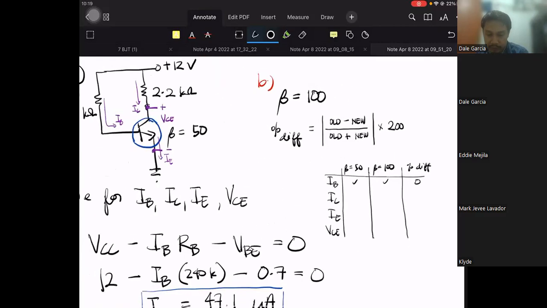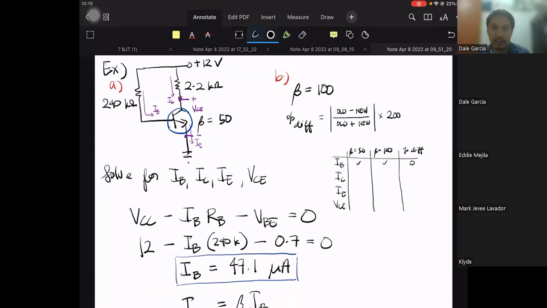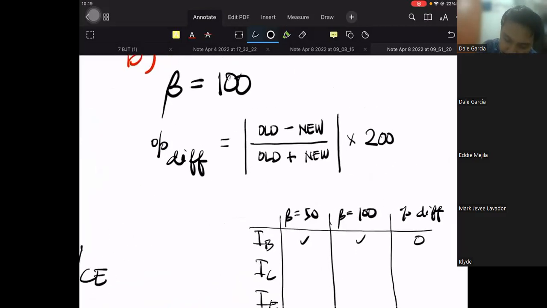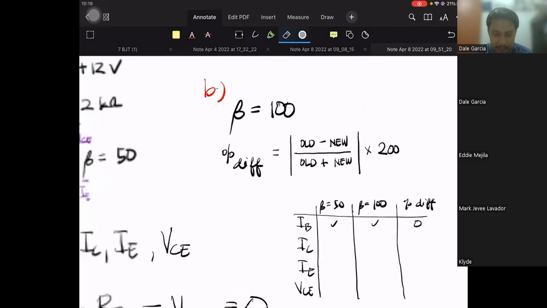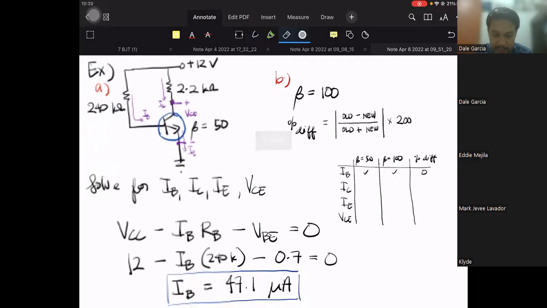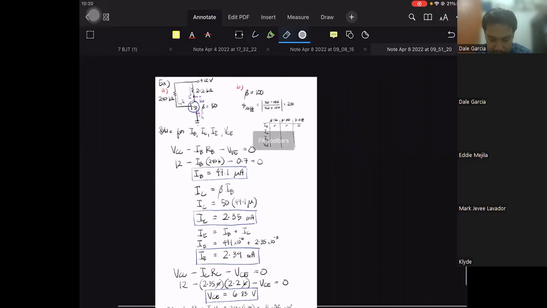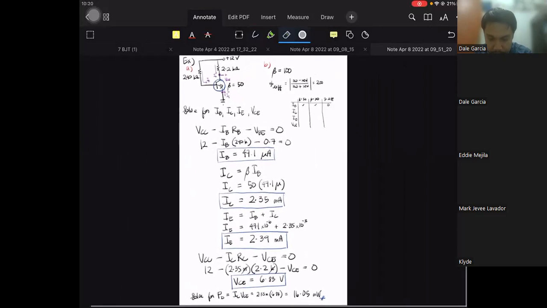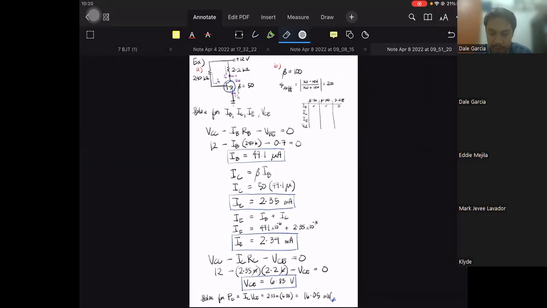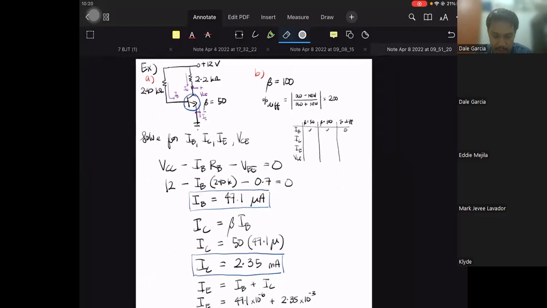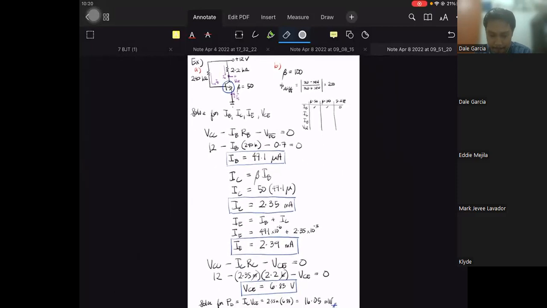Try to observe if the percentage difference is big or small. Actually, you could try it for another beta, for 150, let's say, for example, but that's just extra. For your task, which is very simple, just redo everything that we have done with the beta of 100 and solve for the percentage difference. Okay? Is it clear?